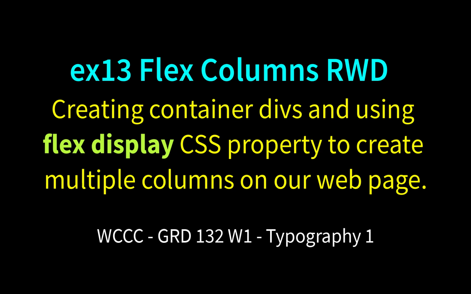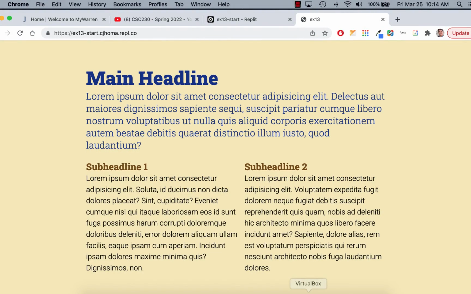Welcome GRD132 to exercise 13, which is a continuation of exercise 12. All we're going to do here is make some adjustments to our CSS using something called Flexbox so that we can make a two-column layout. And then when it becomes narrow, like on a phone, we can make it a one-column layout. So we're going to start like this using Flexbox.